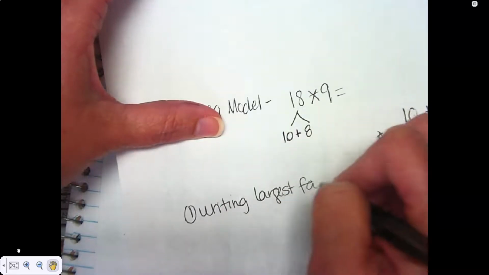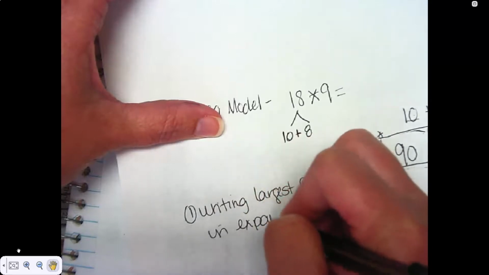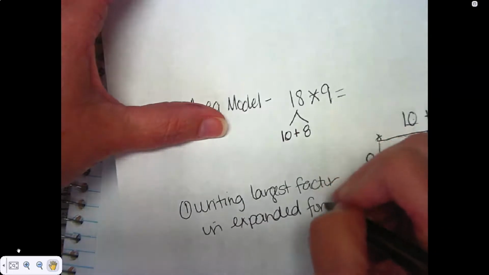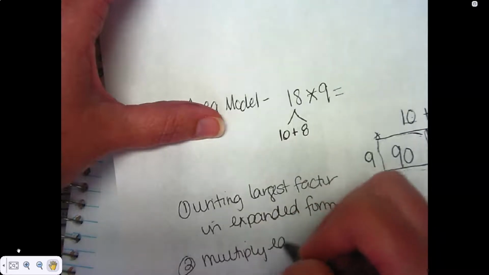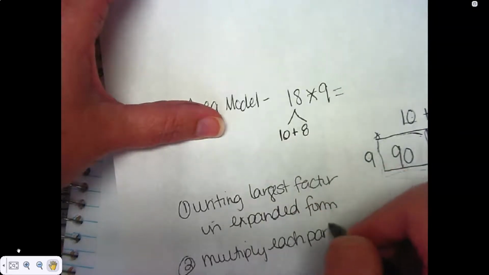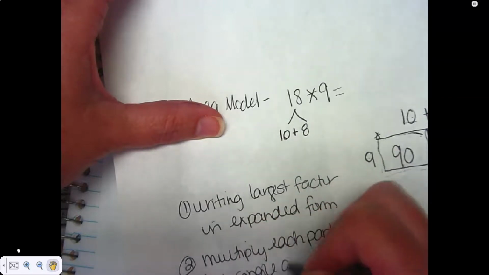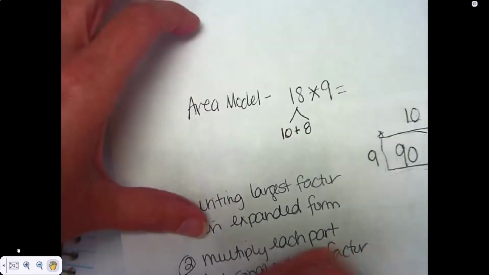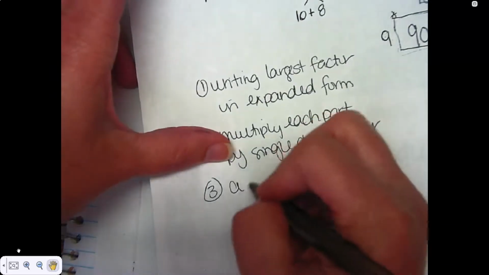So again, the first thing we're doing is we are writing our biggest factor in expanded form. So write your largest factor in expanded form, breaking apart the hundreds, the tens, the ones. Then my second part is I'm going to multiply each part by my other factor, so by the single digit factor. And then my final step is I am going to add all my parts together.